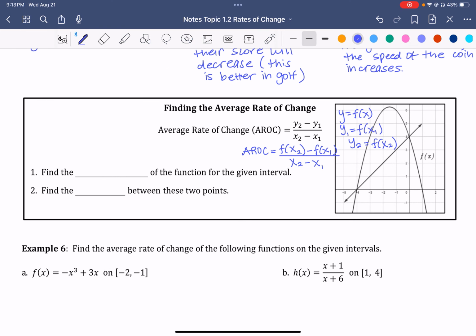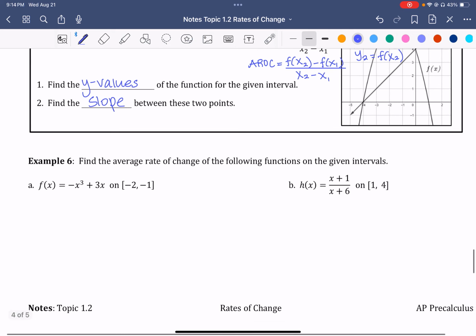So the first step is going to be to find your y values. They're going to give you an interval. They're going to say from this x value to that x value, find the average rate of change. Using those x values, you're going to figure out what the y values are. After you have the y values, you're going to find the slope between those 2 points using the average rate of change formula, or the same thing, the slope formula.